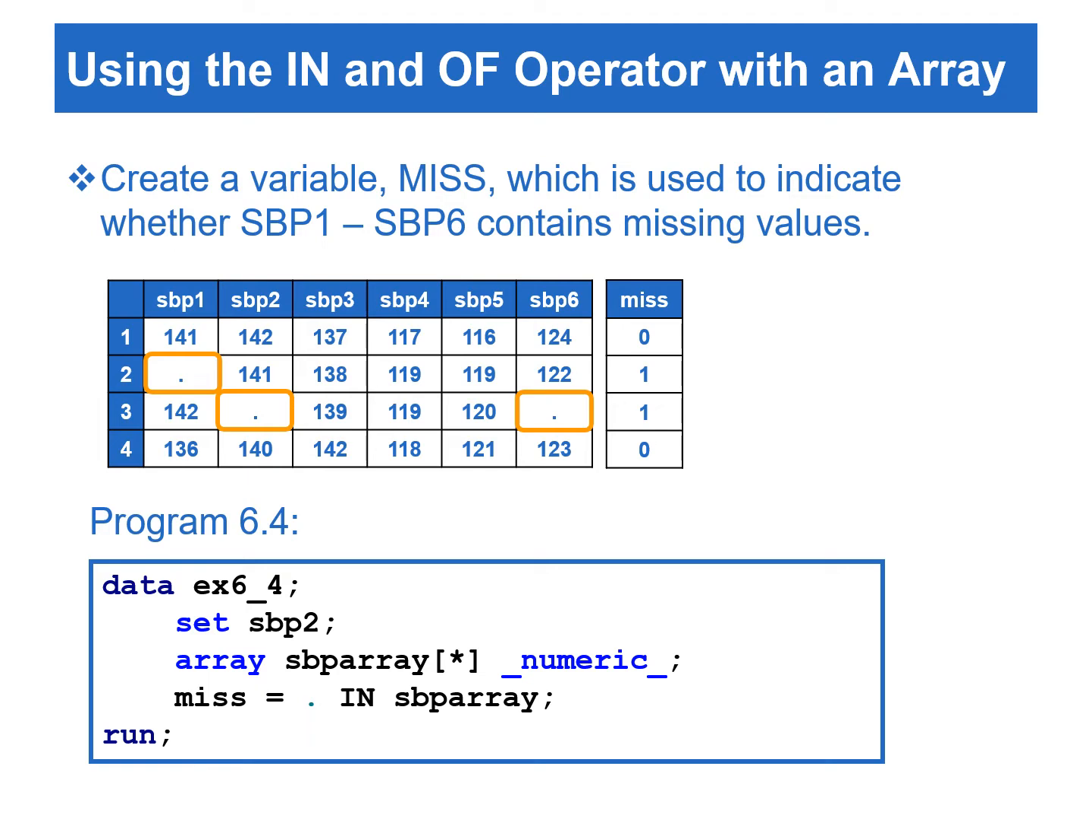The in operator can be used for searching for numeric or character values in an array. If the searched value is found, the in operator returns 1, otherwise, it returns 0. Program 6.4 illustrates the use of the in operator with SBP array to create the miss variable.